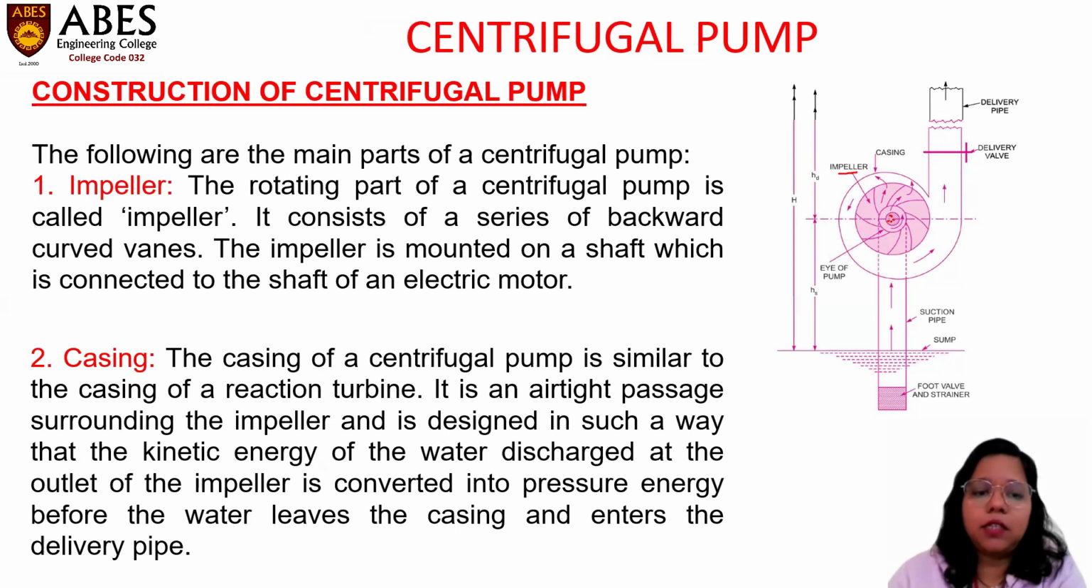Second is the casing. The casing of a centrifugal pump is similar to the casing of any reaction turbine. It is an airtight passage surrounding the impeller and is designed in such a way that the kinetic energy of the water discharged at the outlet of the impeller is converted further into pressure energy before the water leaves the casing and enters the delivery pipe. This is the casing, which is enclosed and includes the impeller part.